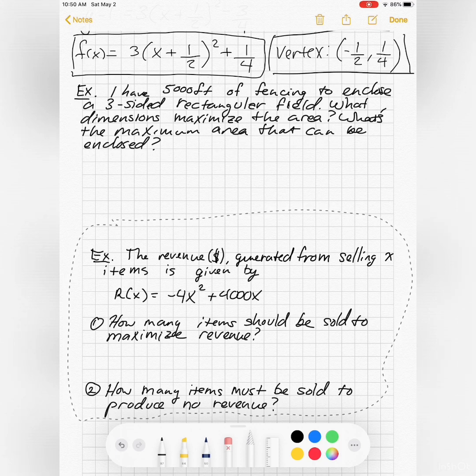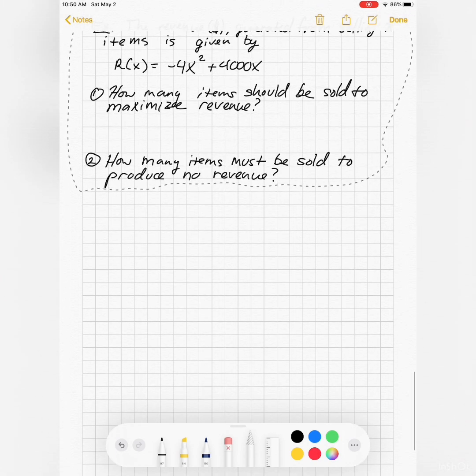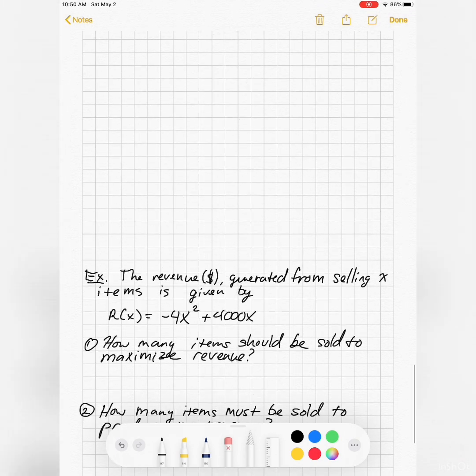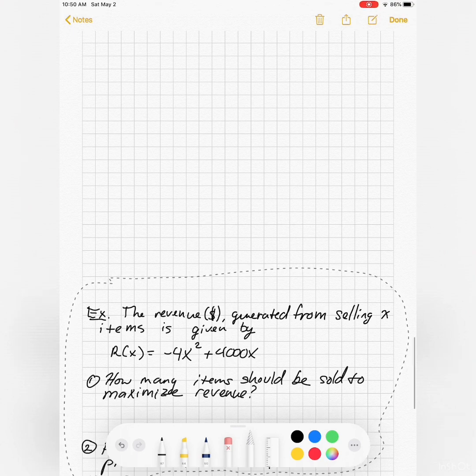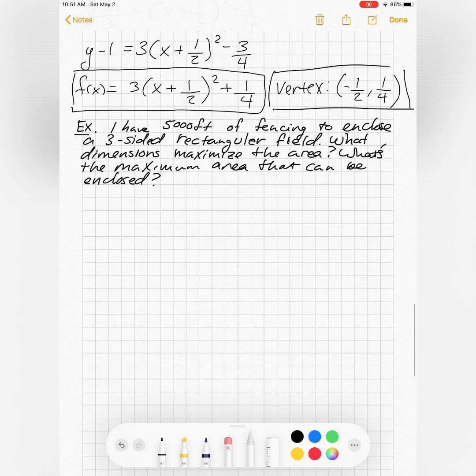This is the last one. I have 5,000 feet of fencing to enclose a 3-sided rectangular field. So I don't know, maybe there's a river or something here. I'm not fencing that side. Fencing 3 sides of this rectangle.